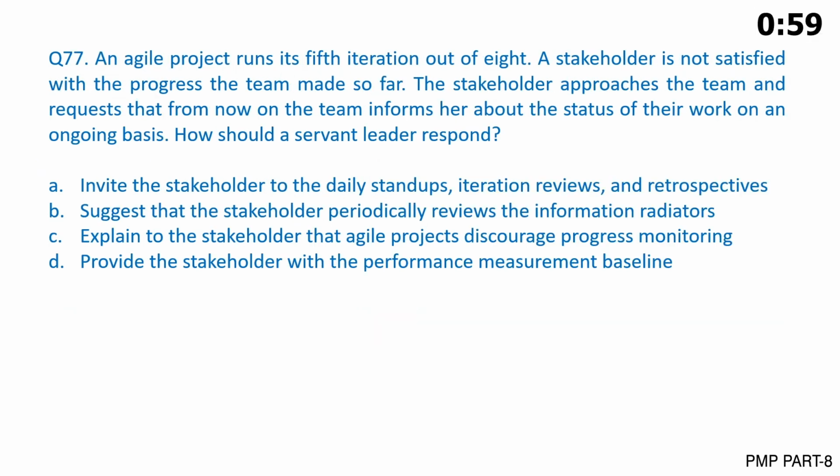An Agile project runs its 5th iteration out of 8. A stakeholder is not satisfied with the progress the team made so far. The stakeholder approaches the team and requests that from now on the team informs her about the status of their work on an ongoing basis. How should a servant leader respond?